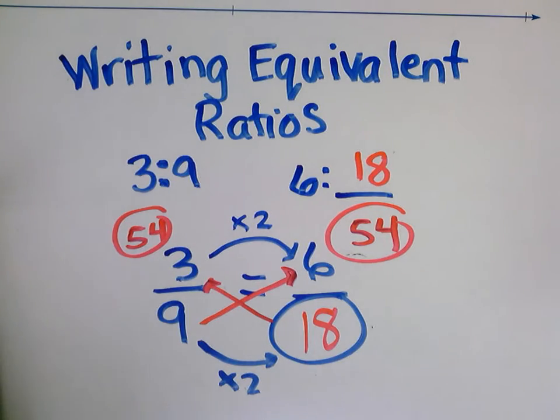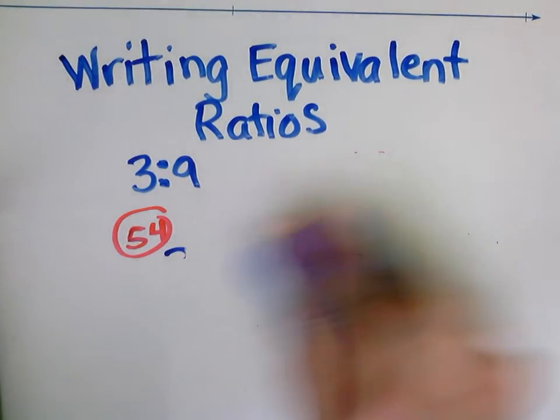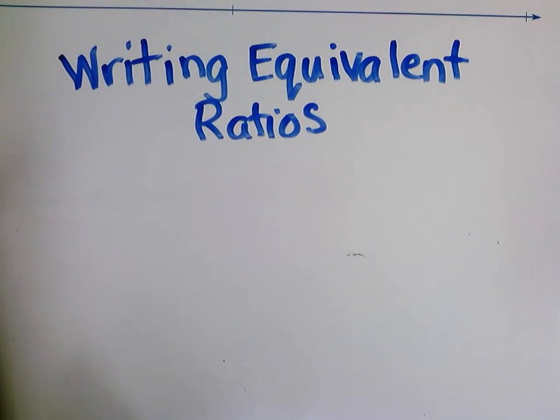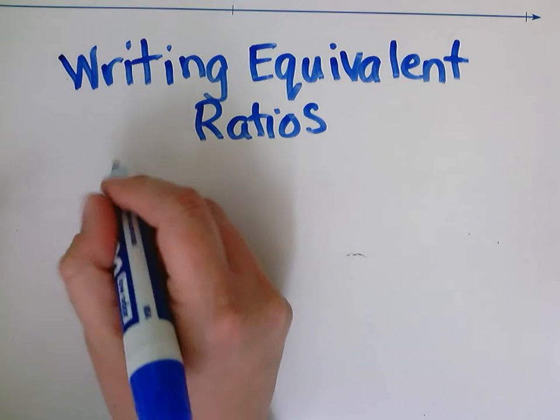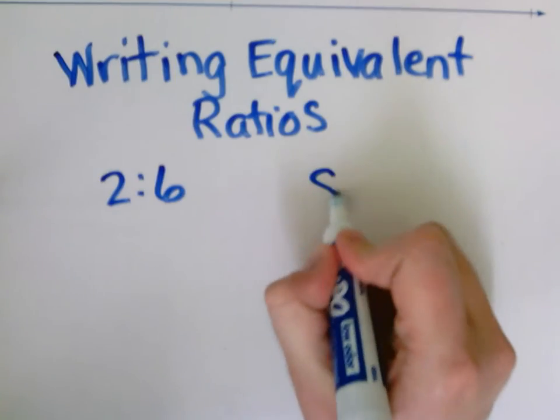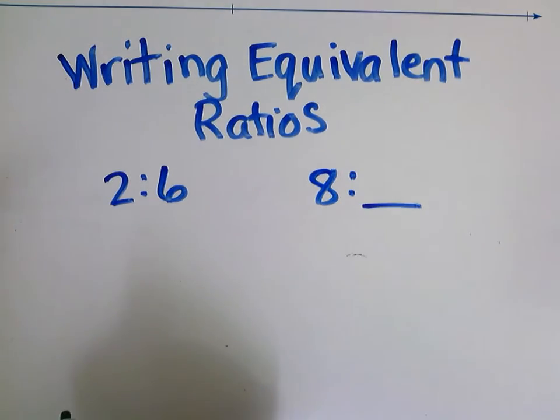Let's try one more example. Okay, let's try to write an equivalent ratio. Let's say I have 2 to 6, and I want to make an equivalent ratio of 8 to something.